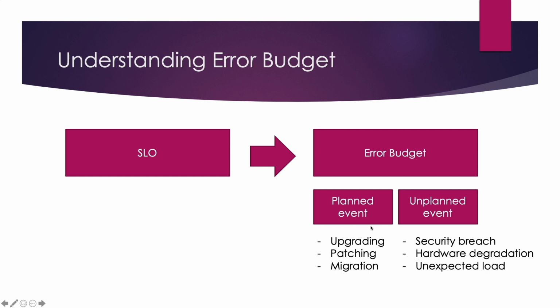For a planned event, this can be something like upgrading, patching, migration, or schedule maintenance. And for unplanned event, basically any kind of production issue is unplanned event.